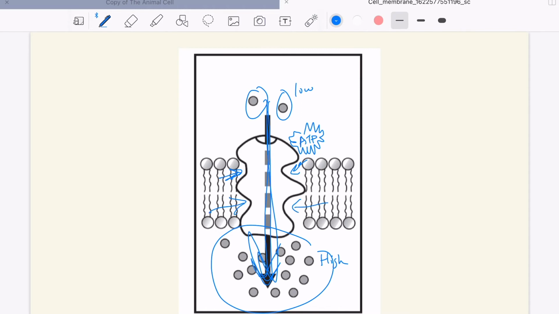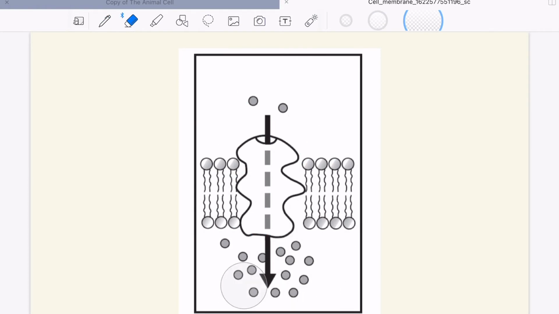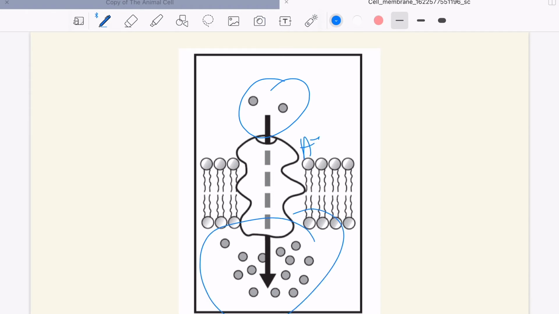So that is active transport. The movement of molecules across the cell membrane or plasma membrane, same thing, from areas of low concentration to areas of high concentration using ATP energy.